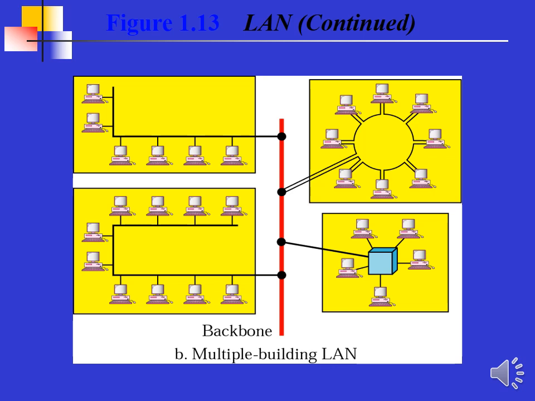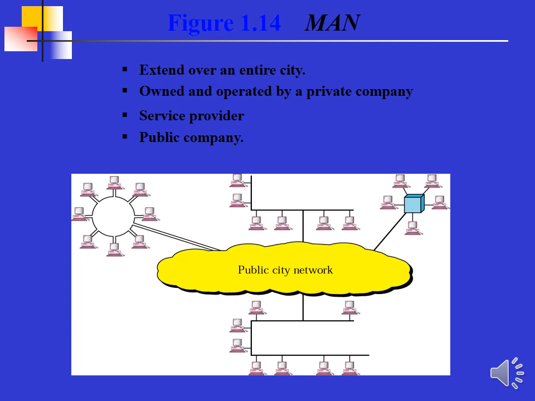You see a LAN, it is continued. There are 4 other LANs being connected to make a bigger network. MAN, extended over a city, owned and operated by a private company, service provider, or public company. You see different types of networks, they are connected to a MAN.